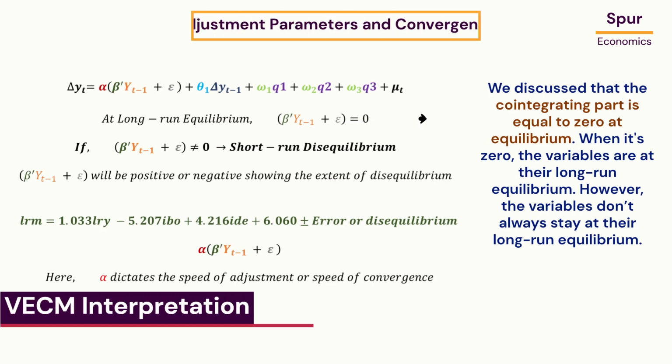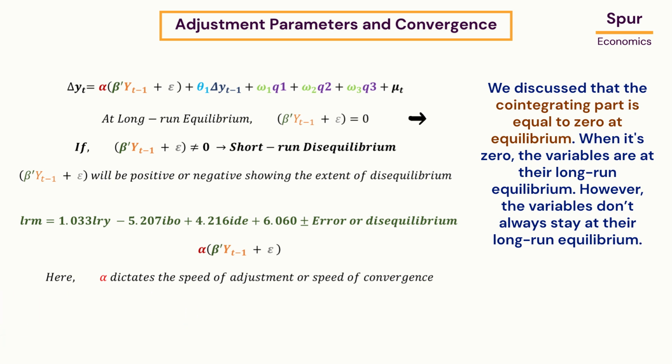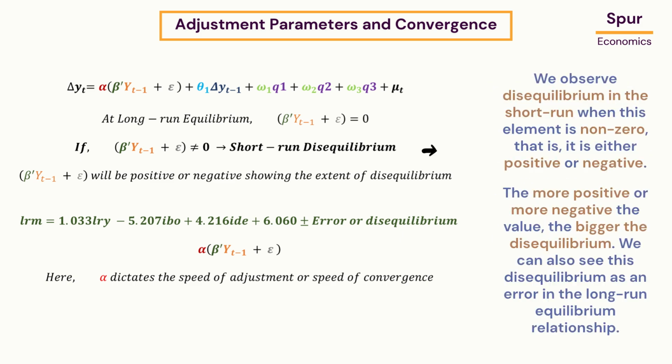We discussed that the cointegrating part is equal to 0 at equilibrium. When it's 0, the variables are at their long-run equilibrium. However, the variables don't always stay at their long-run equilibrium. We observe disequilibrium in the short run when this element is non-zero, that is, it is either positive or negative. The more positive or more negative the value, the bigger the disequilibrium. We can also see this disequilibrium as an error in the long-run equilibrium relationship.